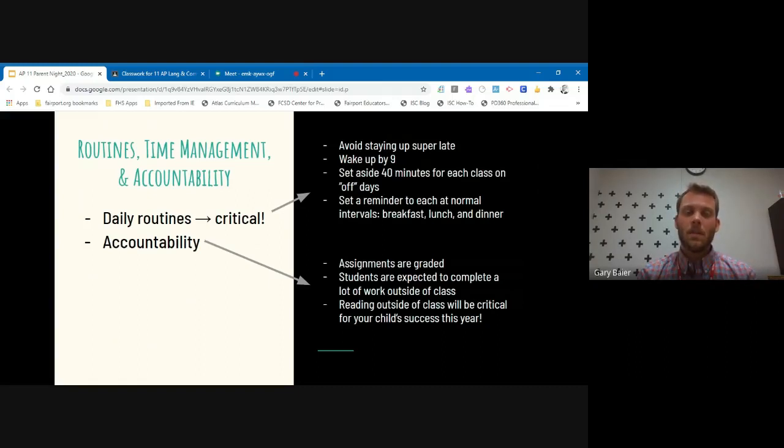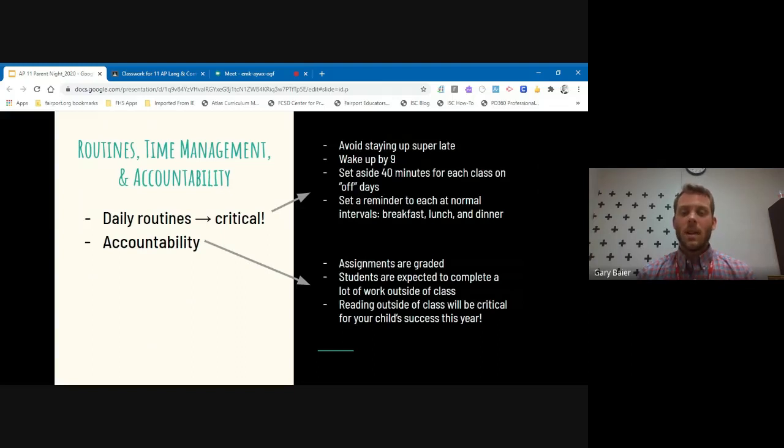Now, sometimes, obviously, if your child is taking an advanced placement course, they sometimes will need more than the 40 minutes, but as long as they're setting that time aside, they're making sure that they're keeping up with their work. Also, accountability. All assignments this year are graded at the teacher's discretion. And so, again, that expectation that students are doing work outside of school is very much present.